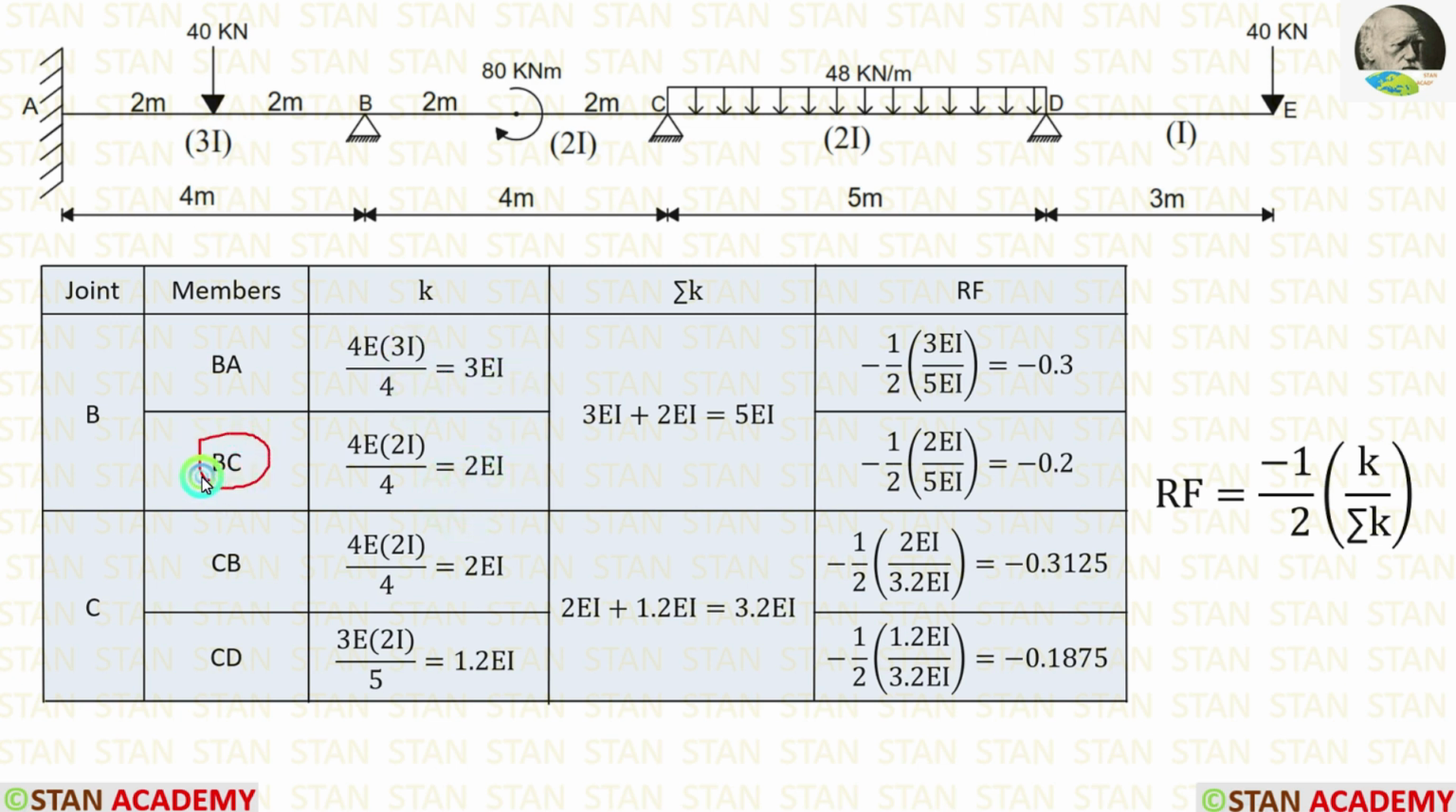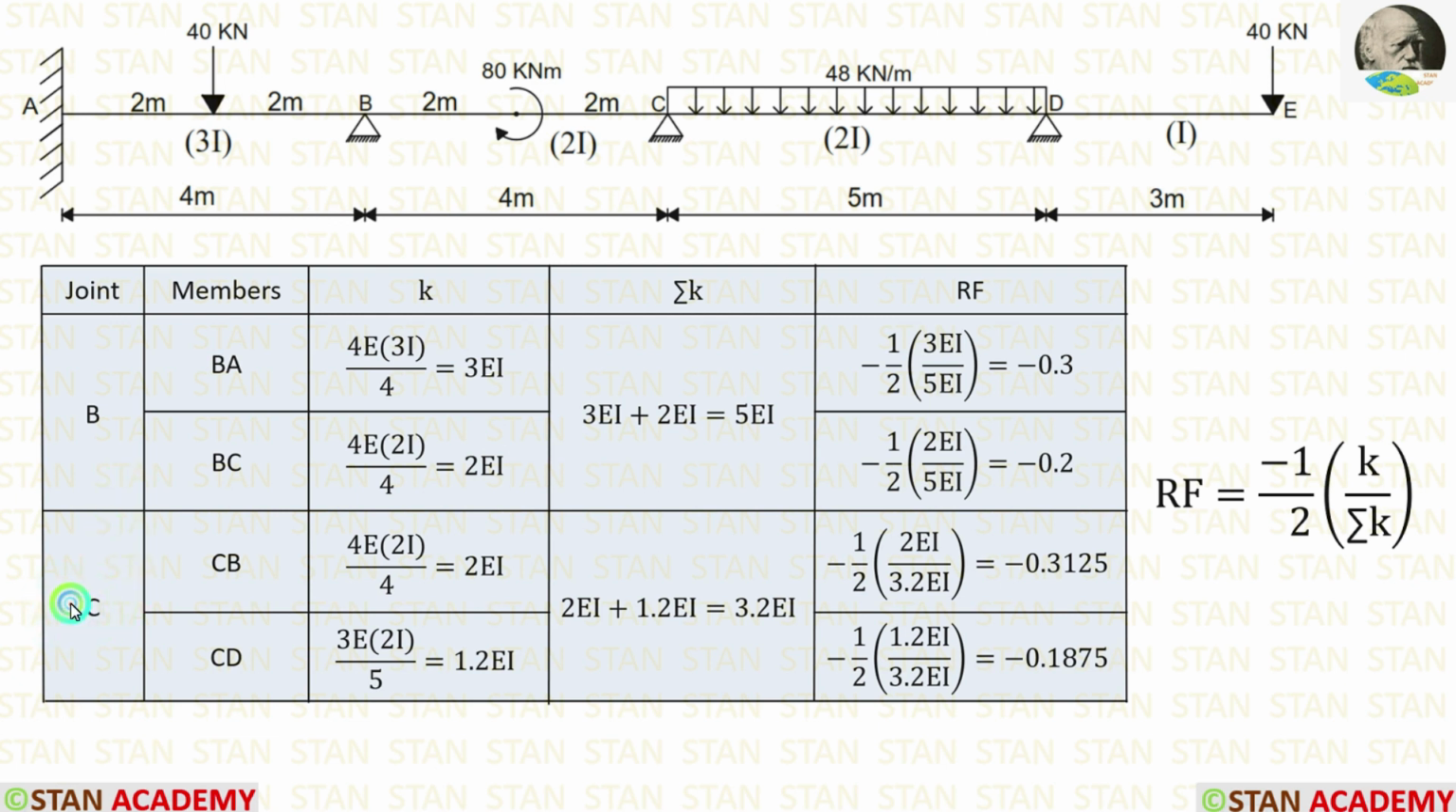Now let us calculate for BC. For that, from the point B, we have to look at the point C. The point C is continuous because after the point C, we are having a span CD. If the far end is continuous, the formula for stiffness is 4EI by L. The length of BC is equal to 4 meter. The moment of inertia is 2I, so instead of I, we have to apply 2I. Finally, we are getting 2EI.